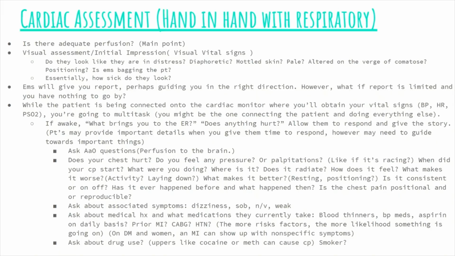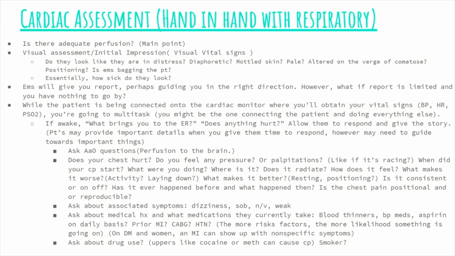So what is the main question that we are trying to answer with the cardiac assessment? The answer lies with what is the role of the heart, right? With the cardiac assessment, we are trying to figure out if there's adequate perfusion happening for the body.